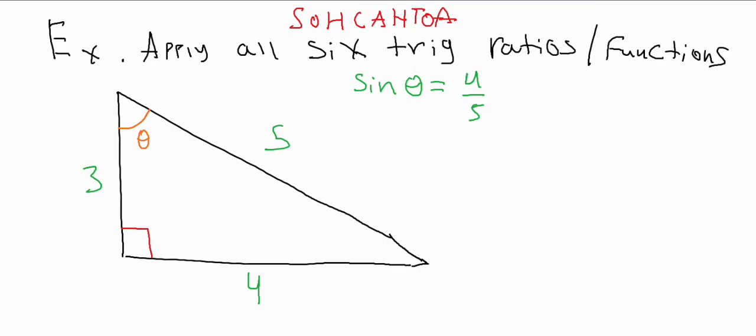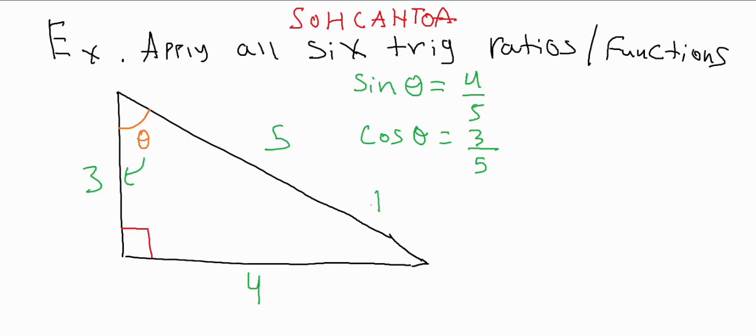Now, cosine of theta. What is cosine of theta? Hopefully you know this. Remember, CAH: adjacent over hypotenuse. What is next to theta? 3 is next to theta, right? So adjacent is 3 over hypotenuse. Hypotenuse is opposite the 90-degree angle, which is 5. Yay. 3 over 5.